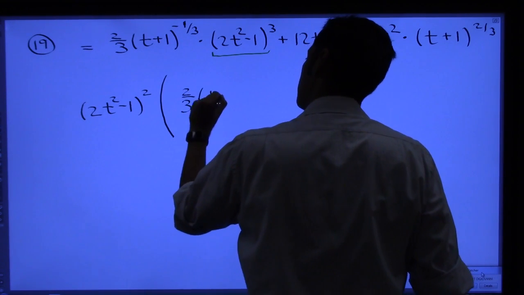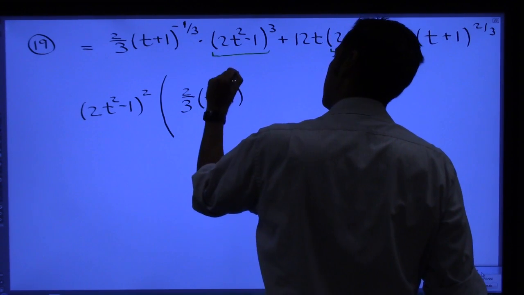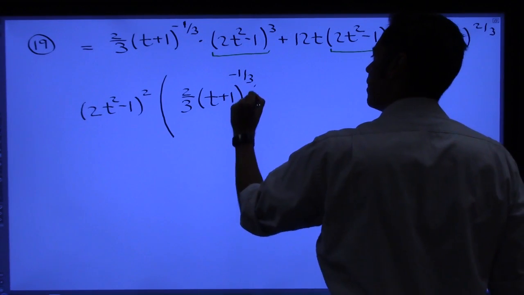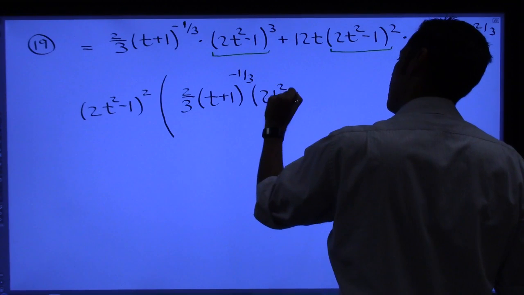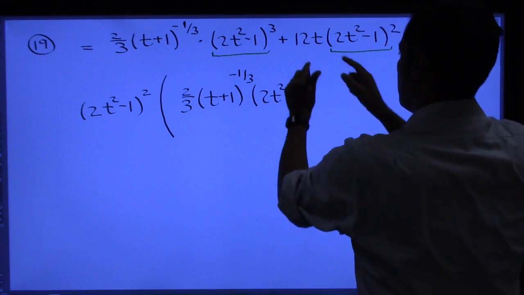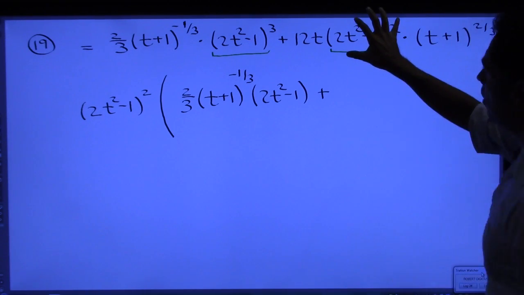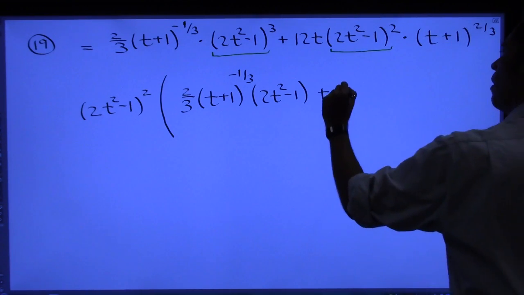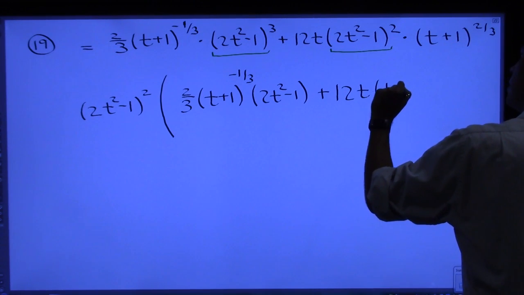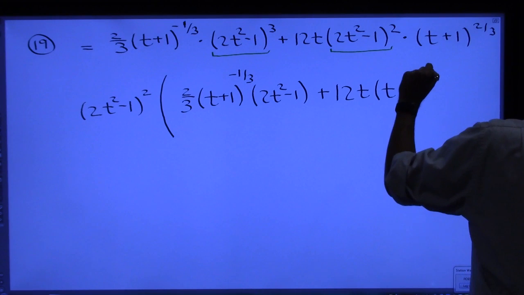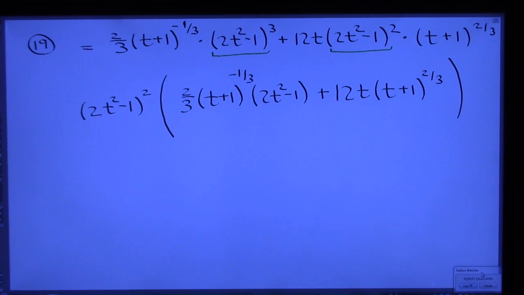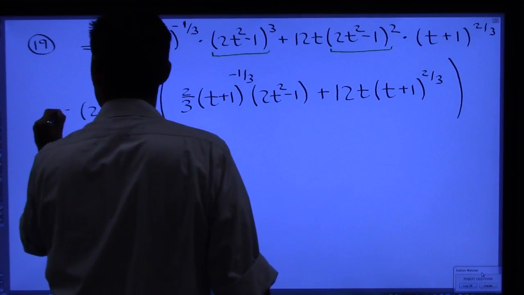2/3 (t plus 1) to the negative 1/3. And I pulled two factors out, so I still have one factor, 2t squared minus 1, still one of those. So that's all that was left here. Here I have plus. Now I pulled both of these out, so I'm only left with the 12t and then this one, (t plus 1) to the 2/3. All right, so that's equal to that.